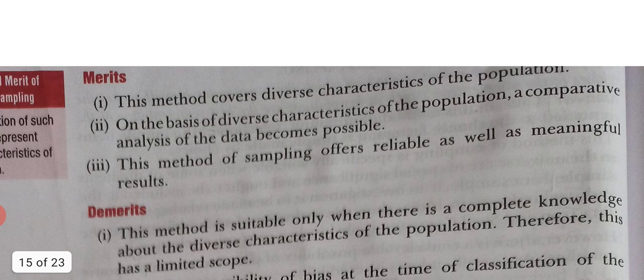First, this covers the entire characteristics of the population, as there were two different categories of students, mathematics students and home science students, representing the different characteristics of the population. So comparative study is easy because diverse characteristics are selected. This method is simple, and with this method we can do comparison, so it offers reliable and meaningful results. We can depend on the results which are drawn from the information.